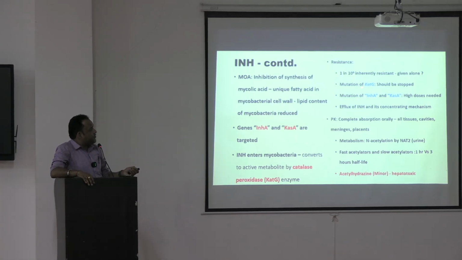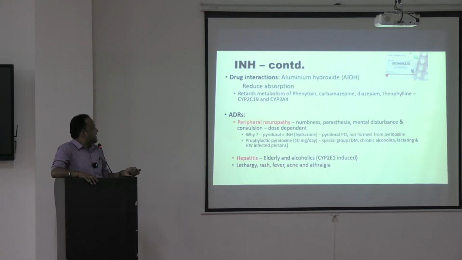Another point is the mutation of the KatG gene. Isoniazid needs to be converted to an active metabolite, which is done by this KatG gene. Apart from this, the mycolic acid formation is done by InhA and KasA. So the mutation of these genes prevents the conversion to the active metabolite plus binding to the mycolic acid. The main adverse effect for isoniazid is peripheral neuropathy. That's why we are adding pyridoxine.